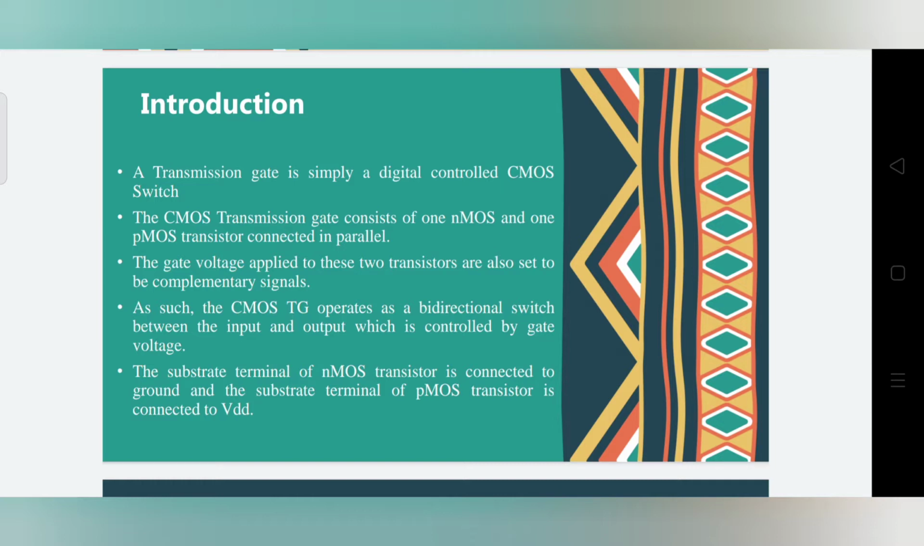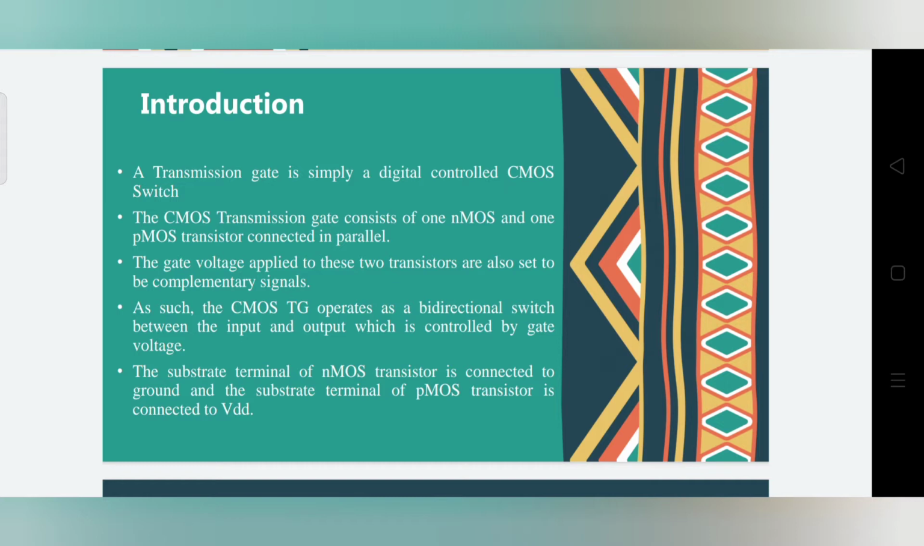As such, the CMOS TG, which means transmission gate, operates as a bidirectional switch between input and output terminal, which is controlled by gate voltage like a pass transistor. The substrate terminal of the NMOS transistor is connected to ground and the substrate terminal of the PMOS transistor is connected to VDD. A transmission gate consists of PMOS and NMOS connected in a way that transmits the input value in one condition and blocks it in the other condition.